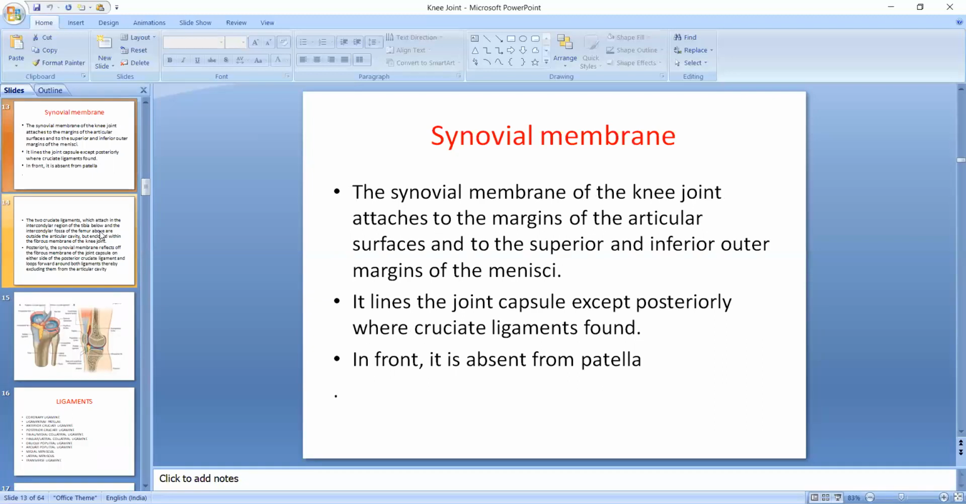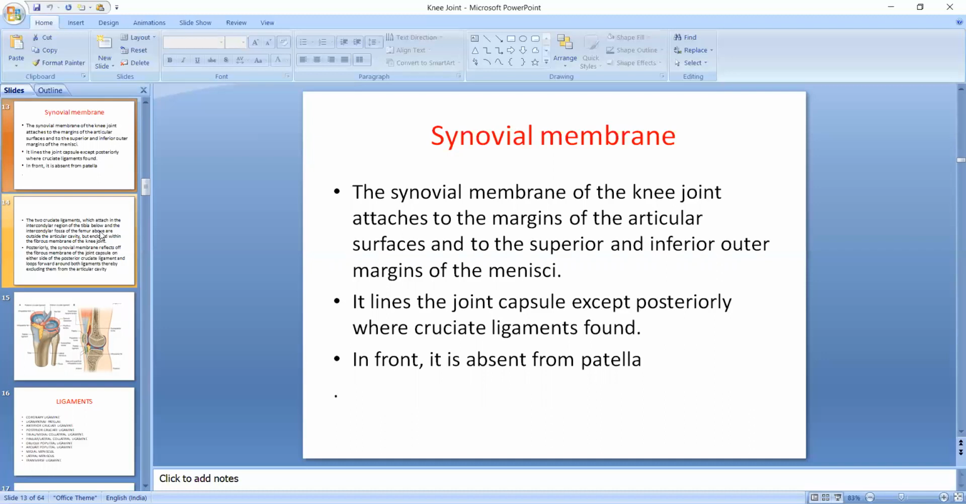The synovial membrane of the knee joint is attached to the margins of the articular surface and to the superior and inferior outer margins of the menisci. It lines the joint capsule except posteriorly, where the cruciate ligaments are found in front, and it is absent over the patella.